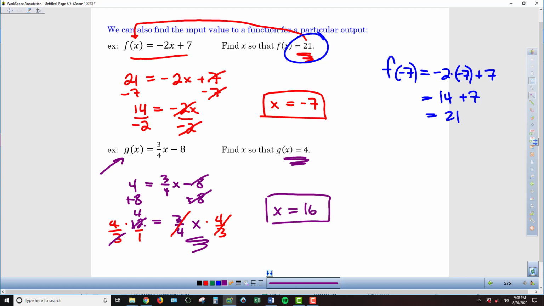And so again, we could go through just like we did over here to verify that our answer is correct. Plug in 16 for x. 3/4 of 16 is 12. 12 minus 8 is 4. And so we again know that we've found the correct input. So this is just finding what input will generate some desired output.